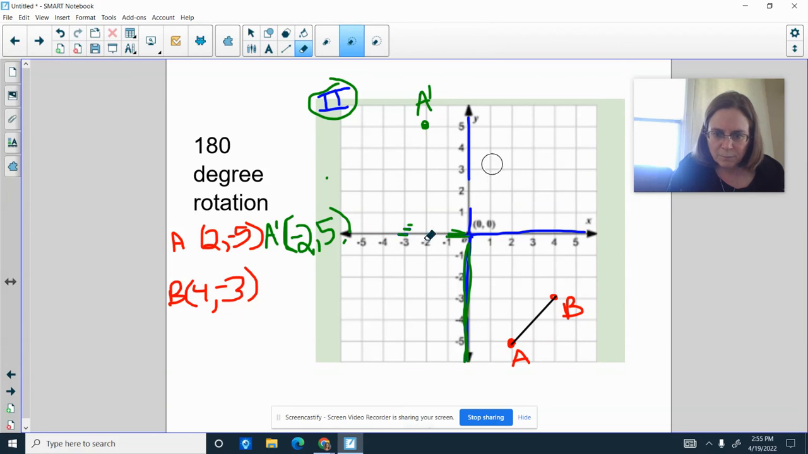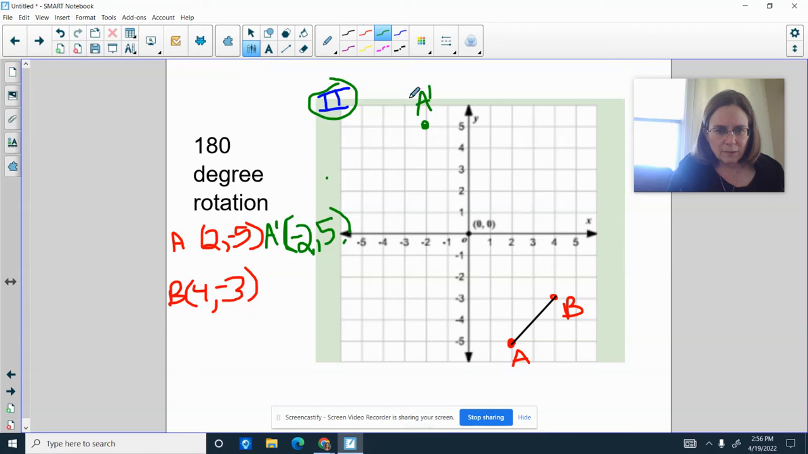Let me get rid of some of my squiggles here. All right, let's do the same thing with B. B is currently at 4, negative 3. We're going 180 degrees. So the numbers flip-flop, then they flip-flop back, so we keep them in the same order. 4, 3. Let's just do 4, 3 because we don't know the signs yet.